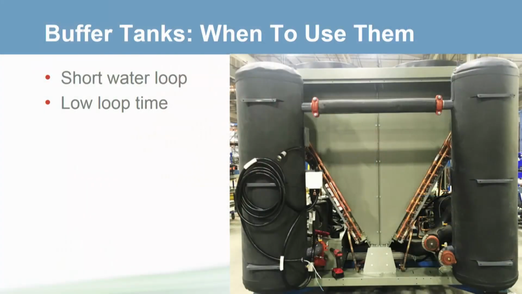Here's an example of a Trane air-cooled chiller with the buffer tanks installed in the end of the unit. This will reduce the installation time in the field. So how does one determine if a tank is required and how big it should be?